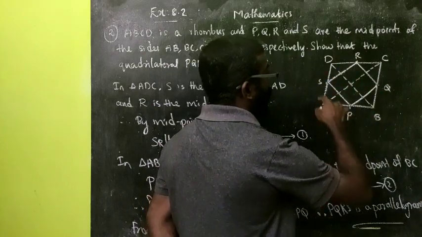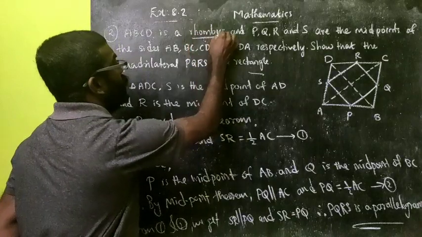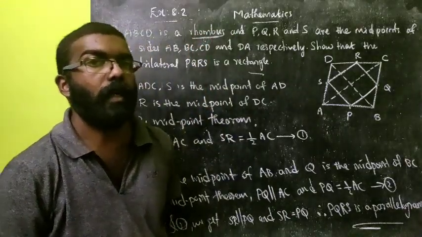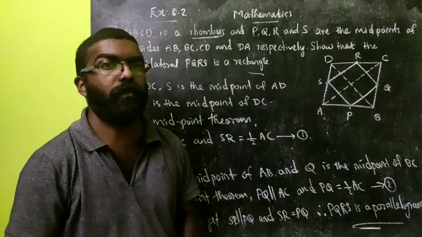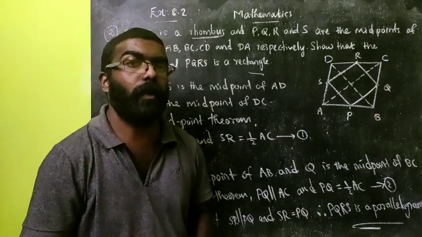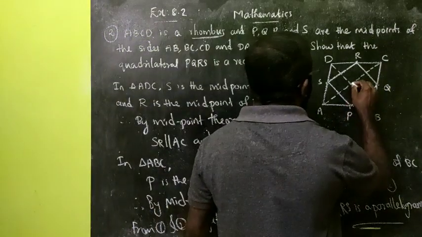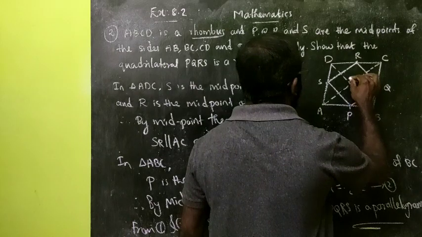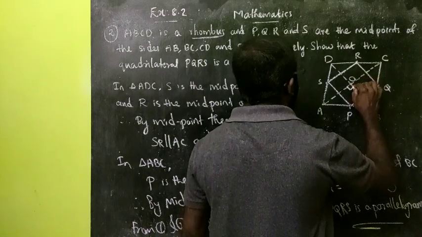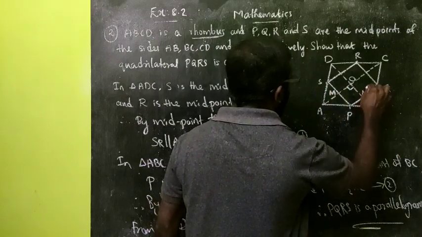Quadrilateral ABCD we are given, it is a rhombus. And we know the diagonals of a rhombus are perpendicular bisectors of each other. So if we mark the point of intersection as O, then here we can mark the angle as 90 degree. Here we can mark M and here N.